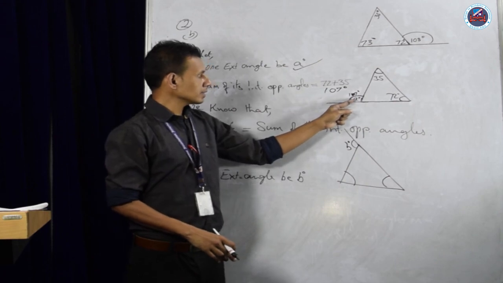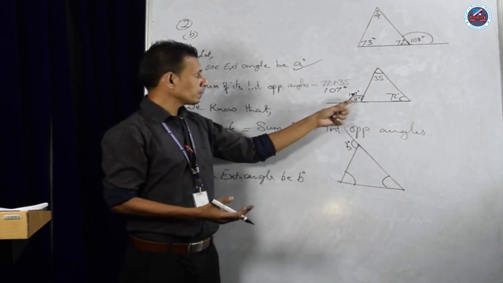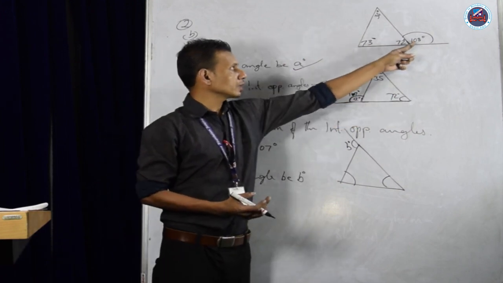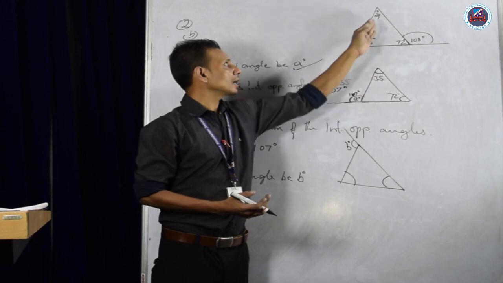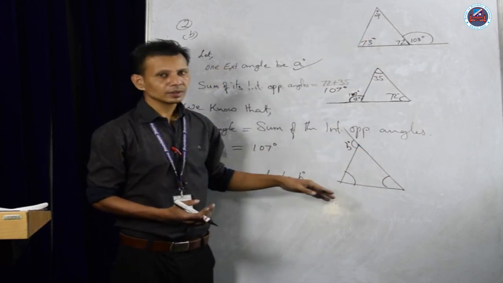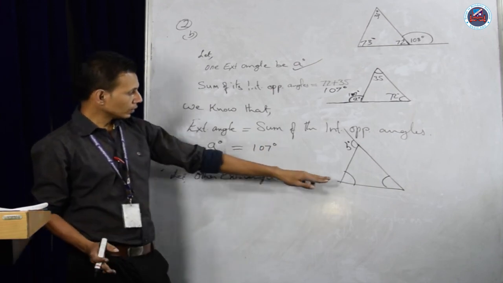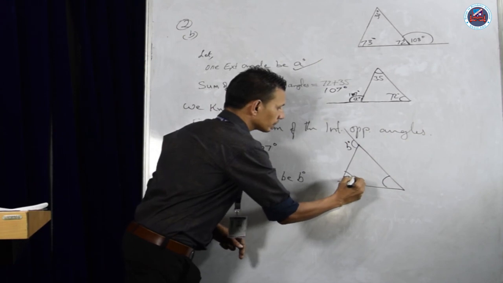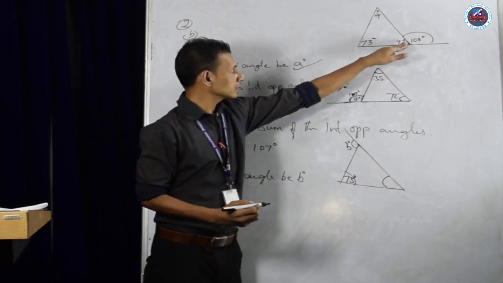Opposite of A is, don't take the near one, the other two. Opposite of 108 is, don't take the near one, the other two. Opposite of B is, don't take the near one, the other two. That's it. Okay? Now when you look here, what is that? 73. And when you look here, what is that? 72.